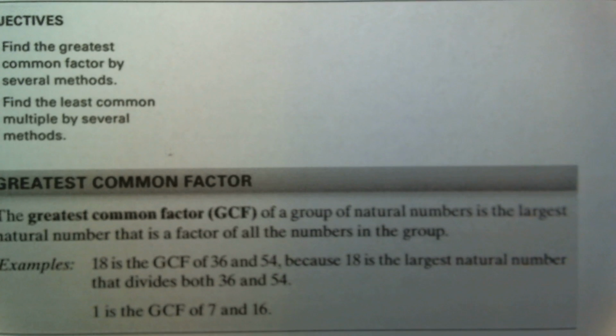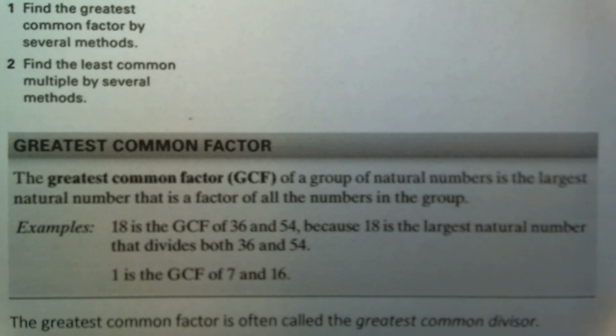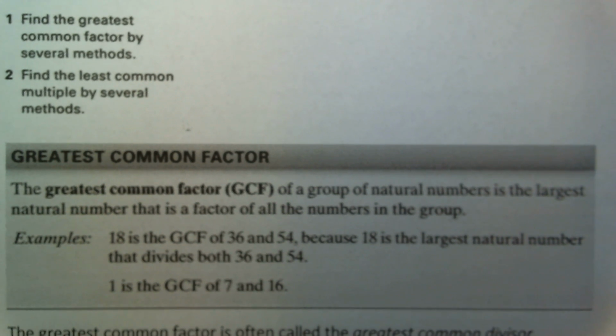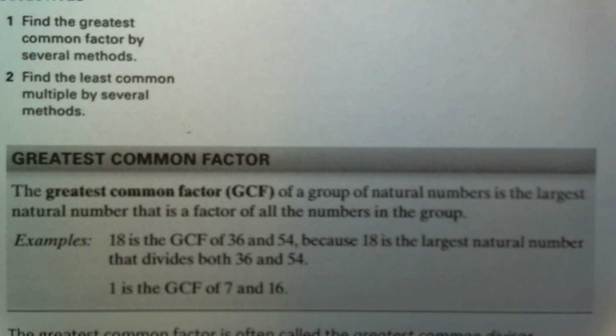So here's the definition of the greatest common factor. The GCF, or greatest common factor of a group of natural numbers, is the largest natural number that is a factor of all the numbers in the group. For example, 18 is the GCF of 36 and 54 because 18 is the largest natural number that divides both 36 and 54. Another example would be 1 is the GCF for 7 and 16. There are no other factors that are common to 7 and 16.